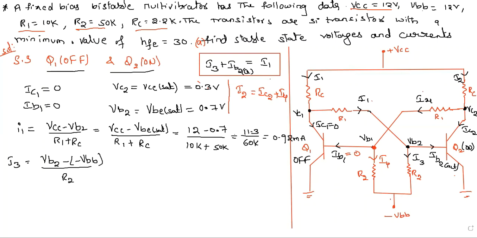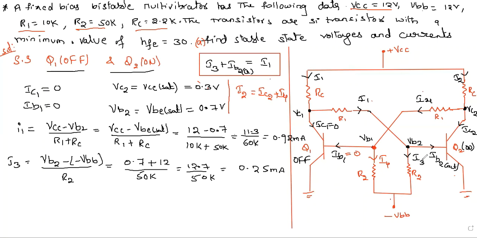So it is equal to, VB2 is VBE saturation, that is 0.7, plus VBB is 12, divided by R2, which is 50K. So this is 12.7 divided by 50K, which is approximately 0.25 milliamps. This is I3.